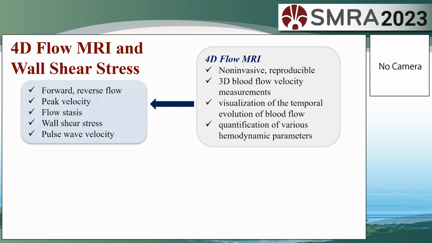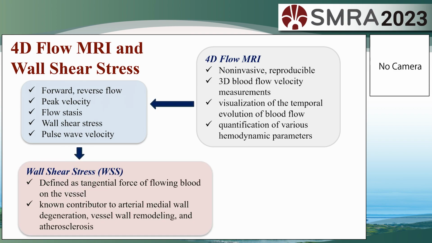Pulse wave velocity and wall shear stress are also some of the parameters we can measure through 4D flow MRI. We investigated wall shear stress in this study. So what is it exactly? It has been defined as the tangential force of the flowing blood on the vessel, and it's a known contributor to the arterial medial wall degeneration and also vessel wall remodeling and also atherosclerosis.